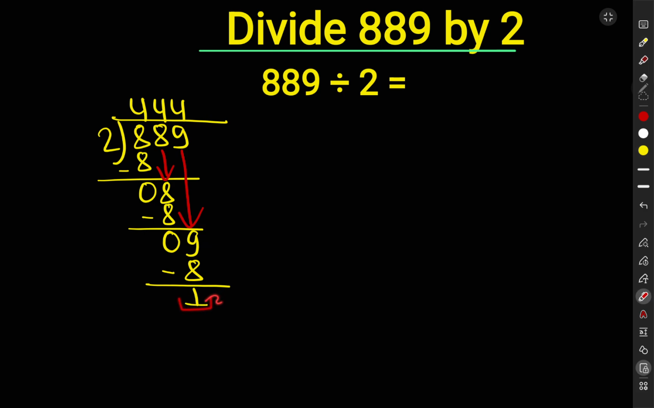So now this 1 is less than 2 and there is no other number to put it down. So we take here decimal so that we put 0. So now it is 10 and 2 times 5 is 10. On subtracting we get 0. So 889 divided by 2 is 444 decimal 5.